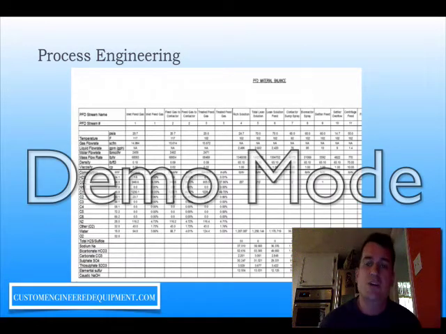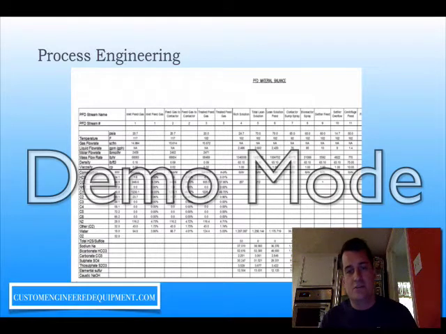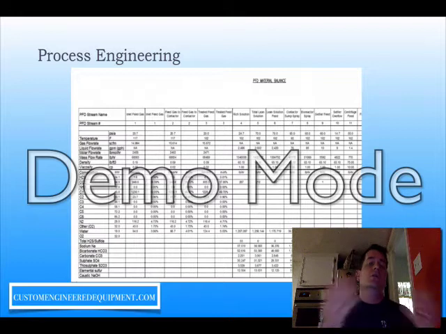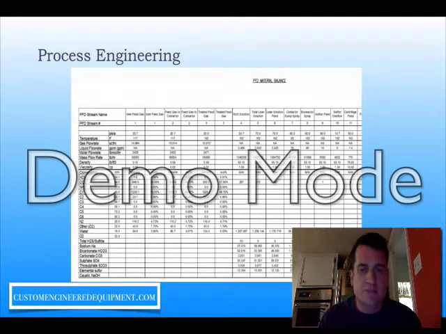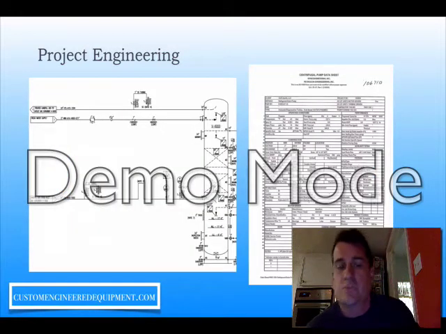So process engineering, this is typically what you'll see, something similar to this, a material balance, making sure that the inputs and outputs and what's actually occurring inside that system makes sense. All the different vessels are sized properly, the equipment, the inlets, outlets, it all makes sense from a process standpoint. Some equipment suppliers will not actually have this capability, but if they do, it's always the first thing that's checked. From there, you'll get into project engineering.